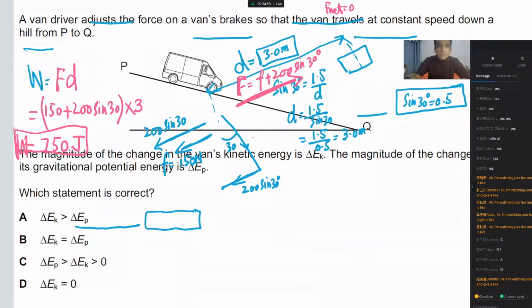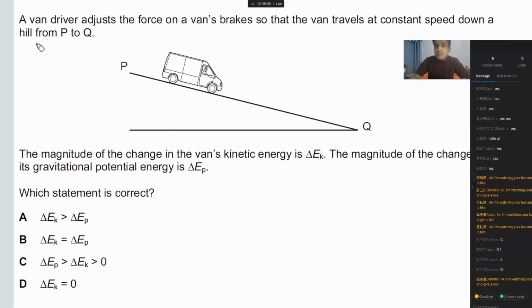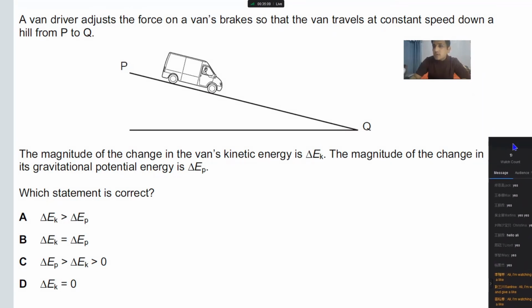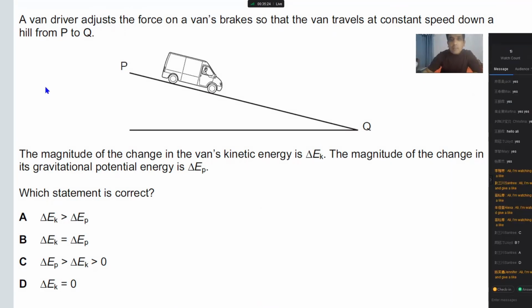Okay, this question, let's say, is a conceptual problem. Can you please try to answer this now? Maybe one more question.